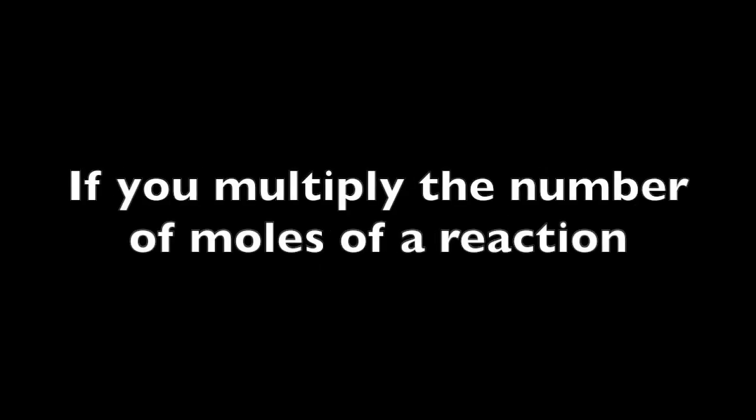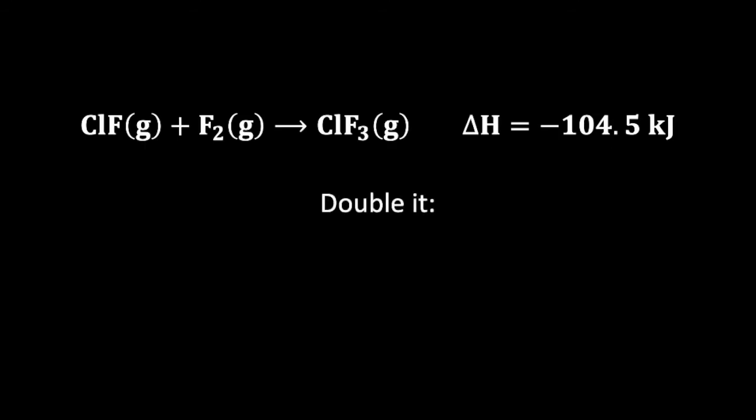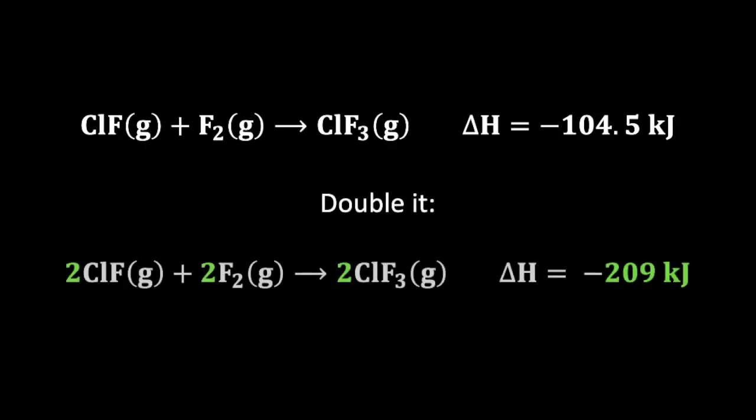The first one has to do with scaling and multiplying equations. If you multiply the number of moles of a reaction, the value of the enthalpy change must also be multiplied by the same amount. Delta H is directly proportional to the quantities of reactants or products. If you double the amount of reactants and products, the enthalpy change of the reaction will also double.